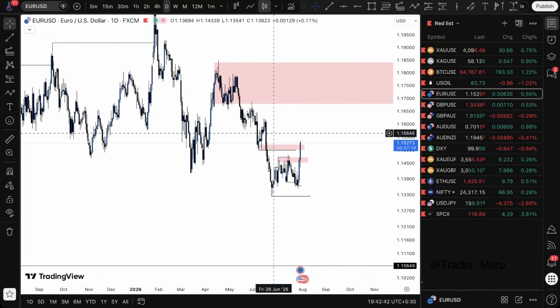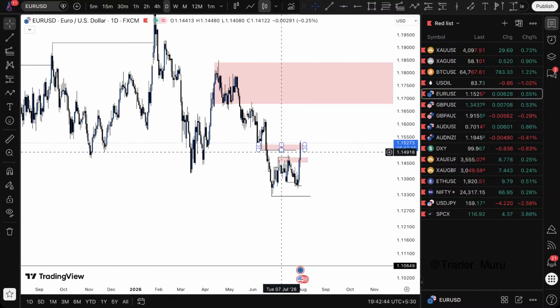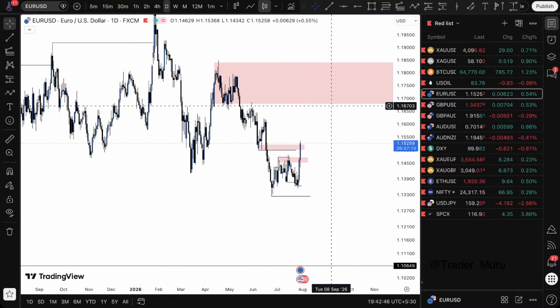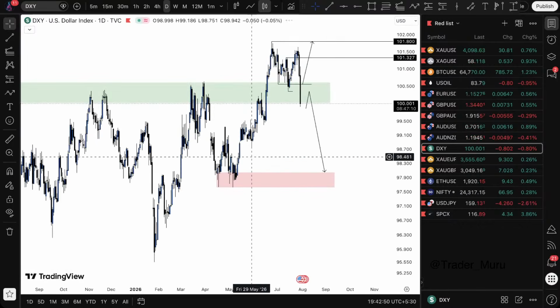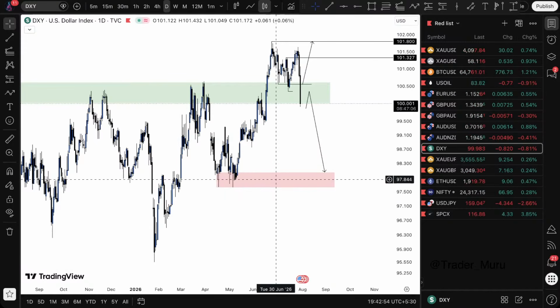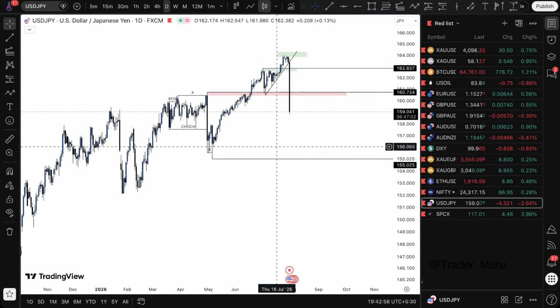Same structure is forming. If it closes here in euro, then it will pump to this level, and DXY will drop for this one. Same structure, but on the inverse side. JPY is bearish.